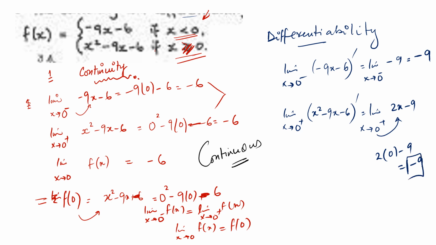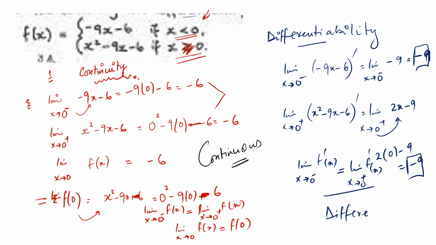So you can see that the derivatives from the left side and the right side are equal. The limit as x approaches 0 from the left side of the derivative equals the derivative from the right side. They both are equal, which means the function is differentiable.